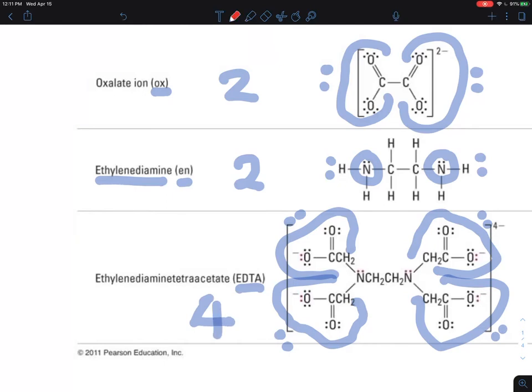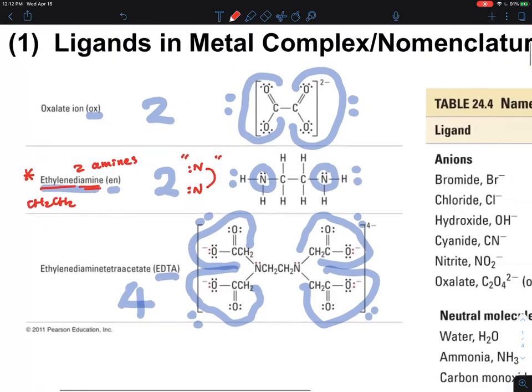So just to recap, en means you have nitrogens bridged by CH2CH2 bonding, giving two lone pairs. Ethylene means CH2CH2, and diamine means you have two amines. So that's ethylenediamine, and it shows up quite a lot in the examples throughout.